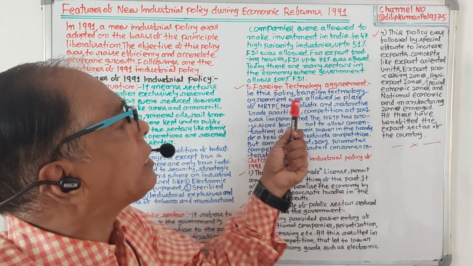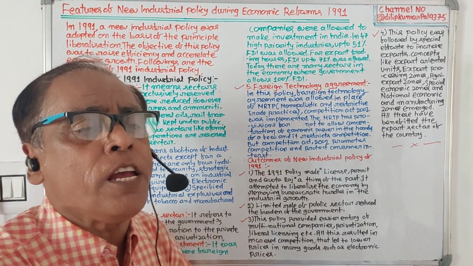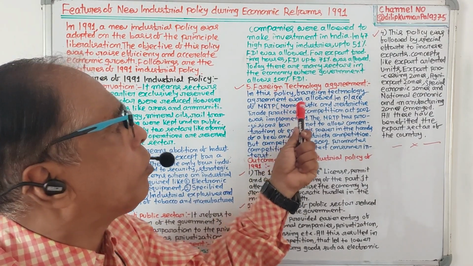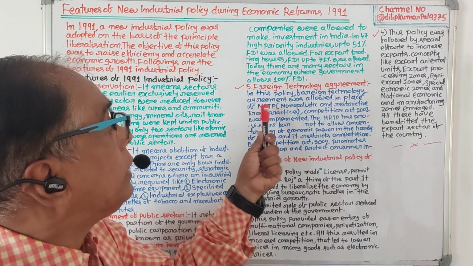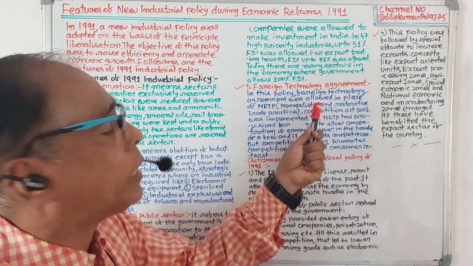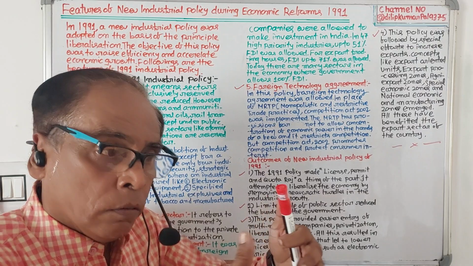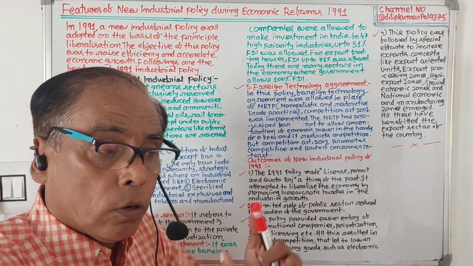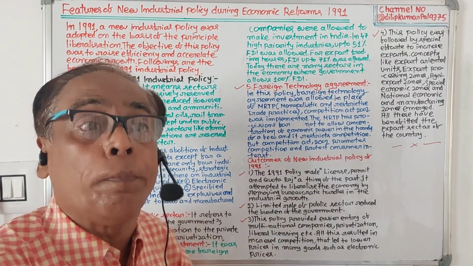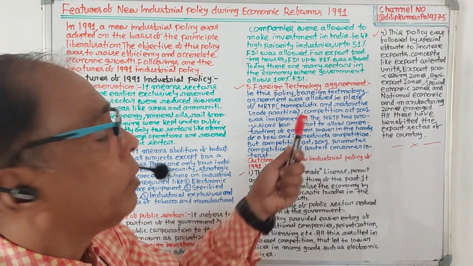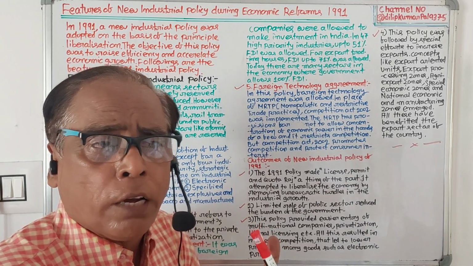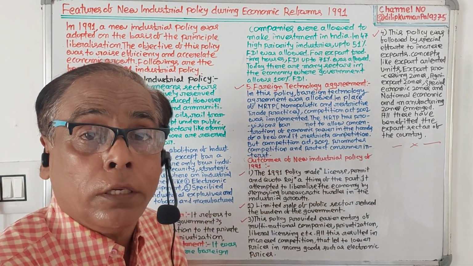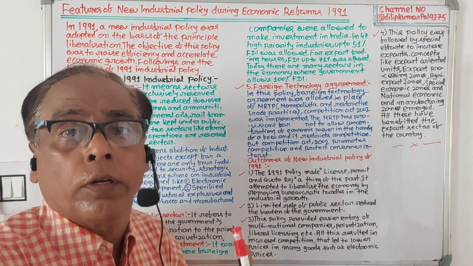Fifth, foreign technology agreement. Another important feature of the 1991 industrial policy is the foreign technology agreement. In this policy, all industries are allowed to make foreign agreements. And there will be no restriction to make foreign agreements to increase industrial production and to bring high technology to the country.